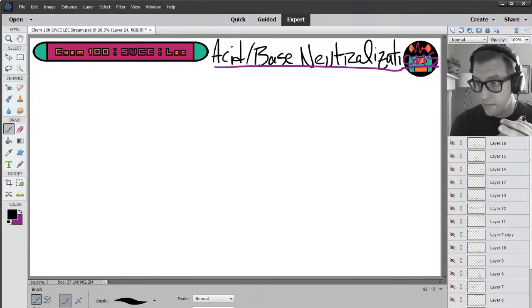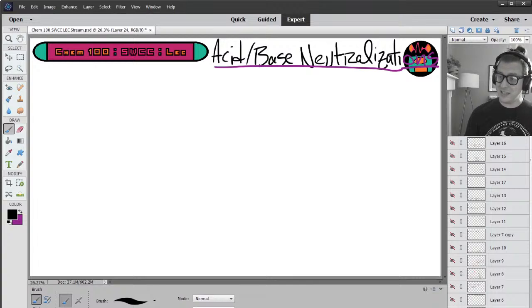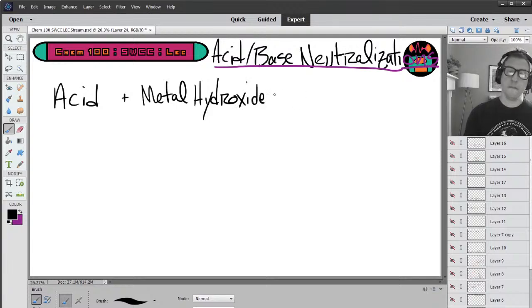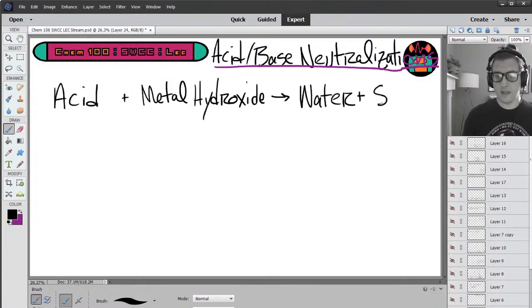If you look up in your book, acid-base neutralization, it'll tell you that it is a reaction between an acid and a base that produces salt and water. I'm going to be a tad more specific. A neutralization reaction is a reaction between an acid and a metal hydroxide base that will produce water plus a salt.